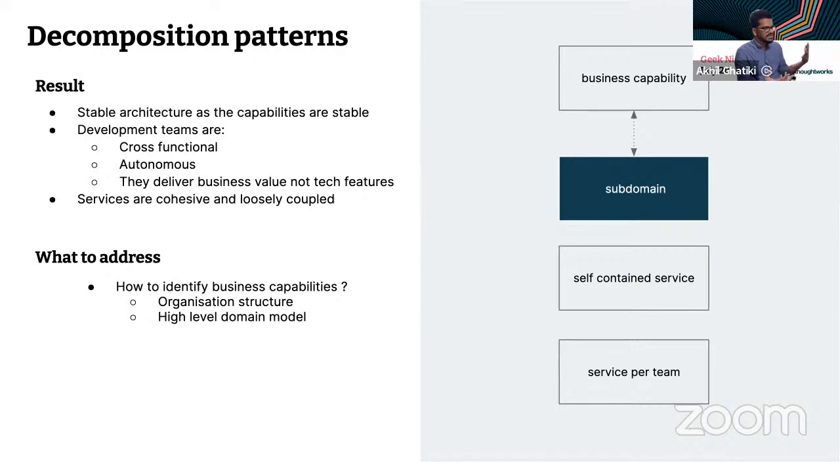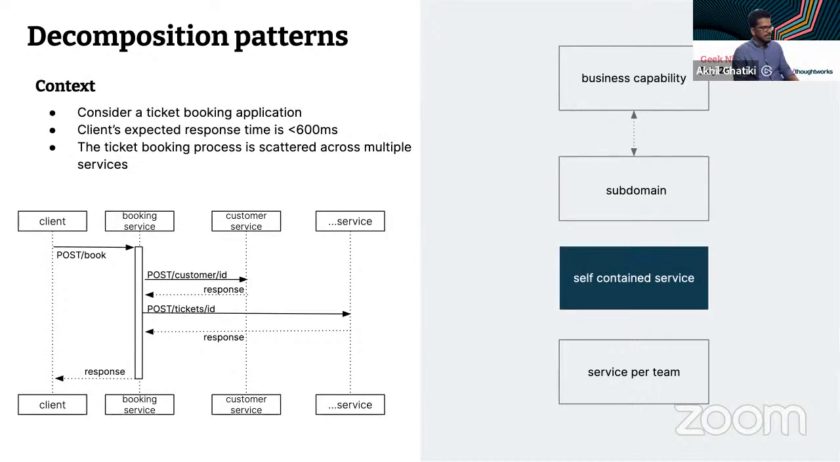Again, the subdomain pattern also gives you the same results and same concerns as the business capability. Next, we have the self-contained service pattern, another decomposition pattern that you can think of. This is again an independent pattern, not related to business capability or subdomain. The context here is, let's say you are going to build a ticket booking application now, and the client's expected response time is less than 600 milliseconds. You should be really quick for this, right?